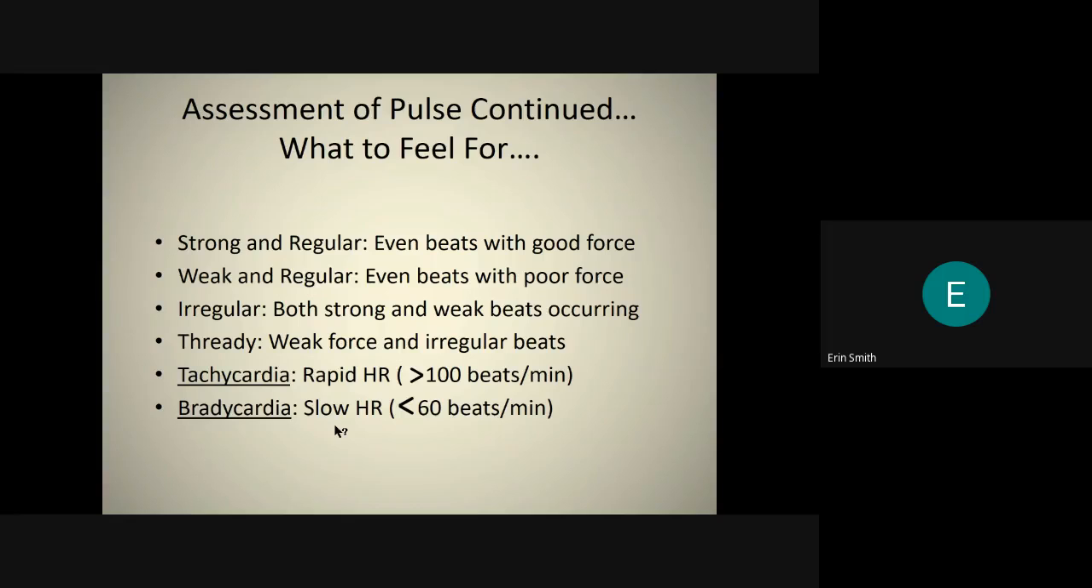So abnormal heart rates, as far as a rate is concerned, would be anything over 100 beats per minute, because remember that the range is between 60 and 100 for adults. So anything greater than 100 beats per minute is considered tachycardia. Tachy means fast, cardia means heart. So that's how you can try to remember that. And then anything below 60 beats per minute is going to be bradycardia. Brady means slow, cardia again means heart. So that's going to be a slower heart rate, anything below 60 beats per minute.